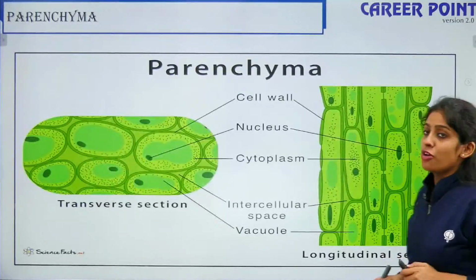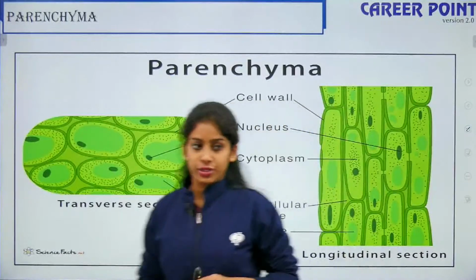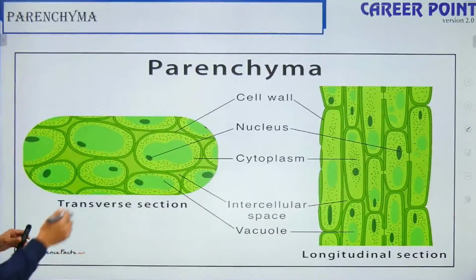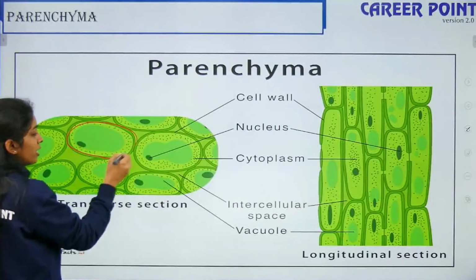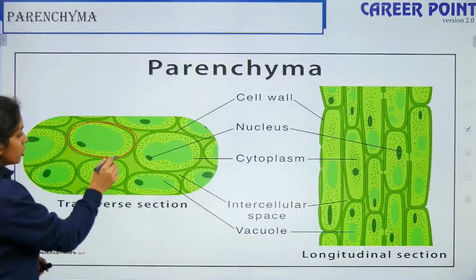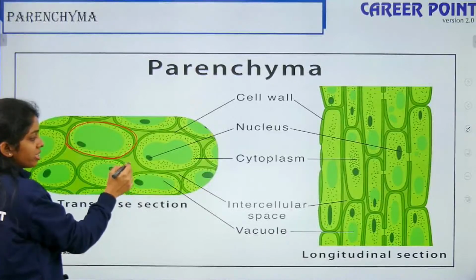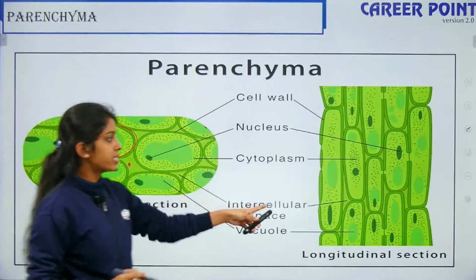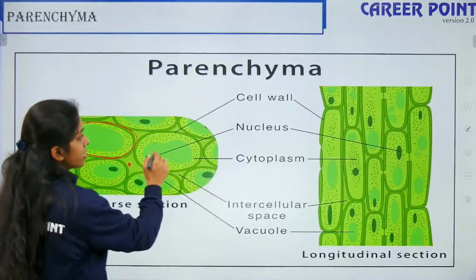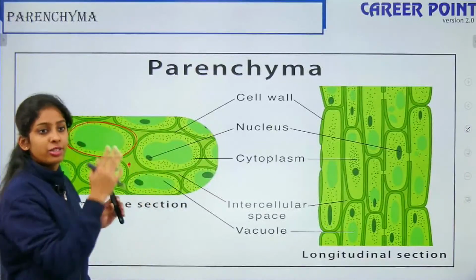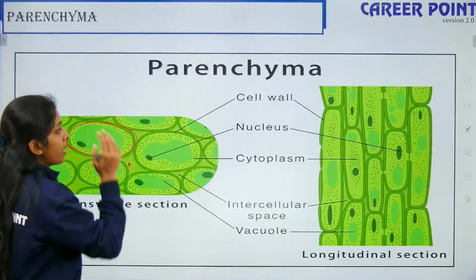So this is how your parenchymatous cells are arranged. Yes, they are spherical, oval, elongated, etc. Yes, the wall is very thin. Sometimes they are densely arranged. Sometimes you have intercellular spaces. So these are the intercellular spaces. They have a cytoplasm, they have a nucleus, etc. So this is the arrangement of your parenchymatous cells.